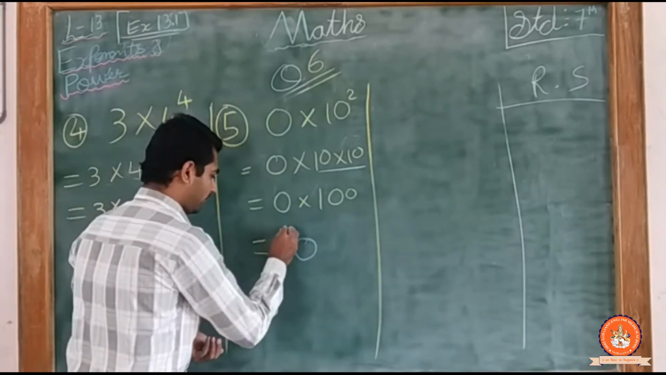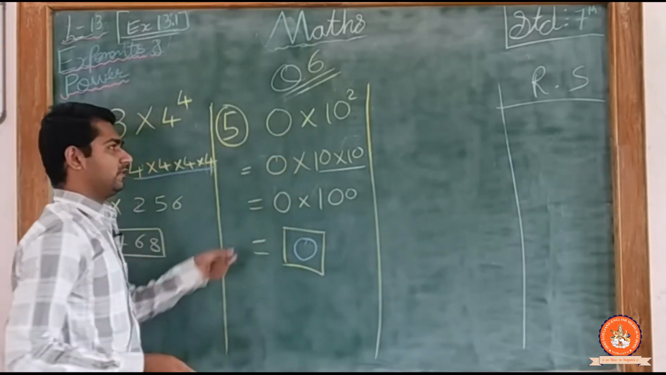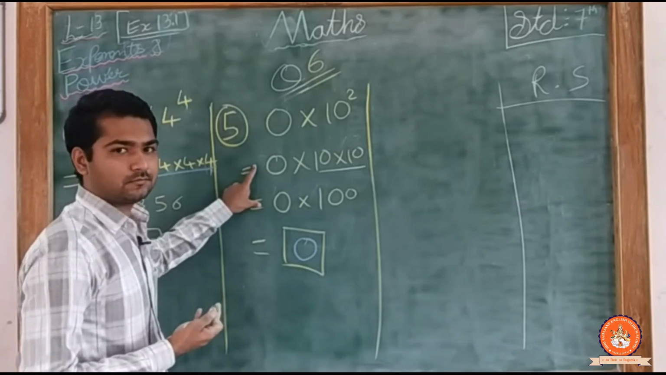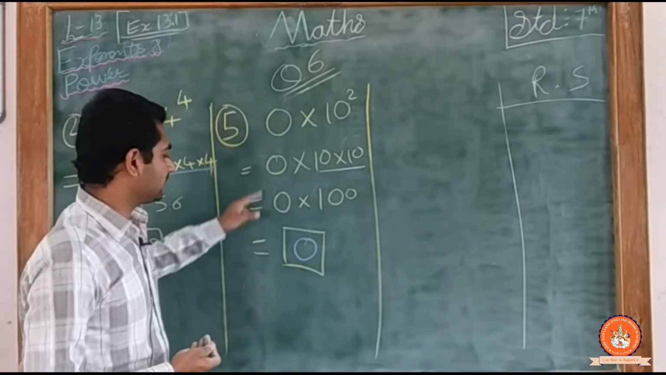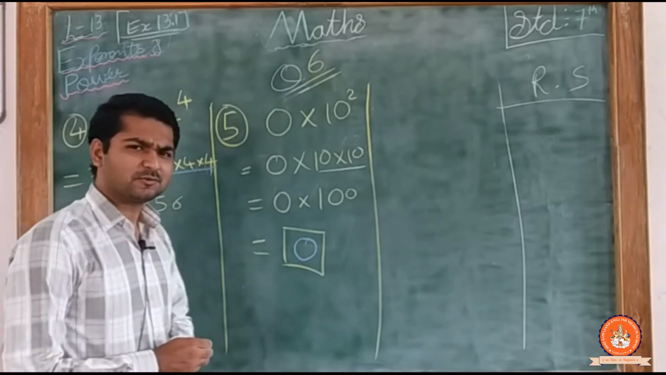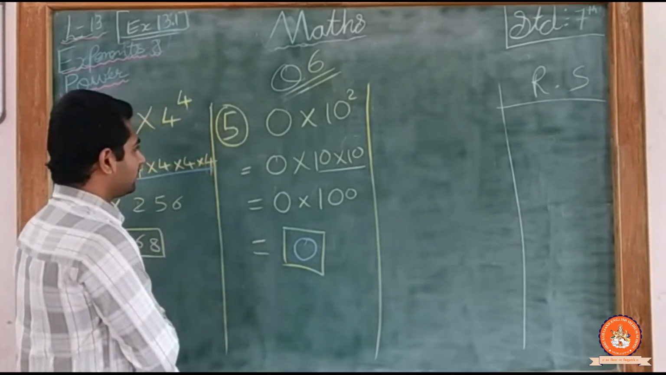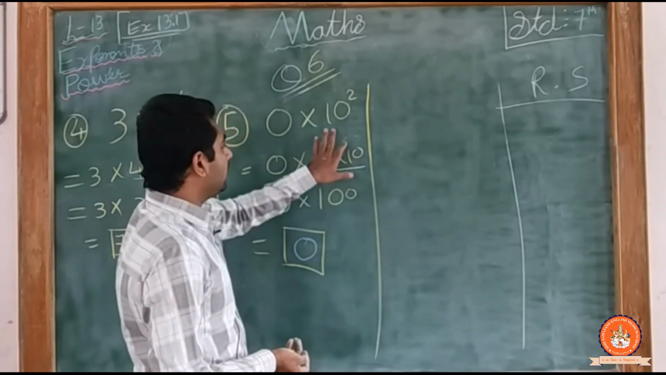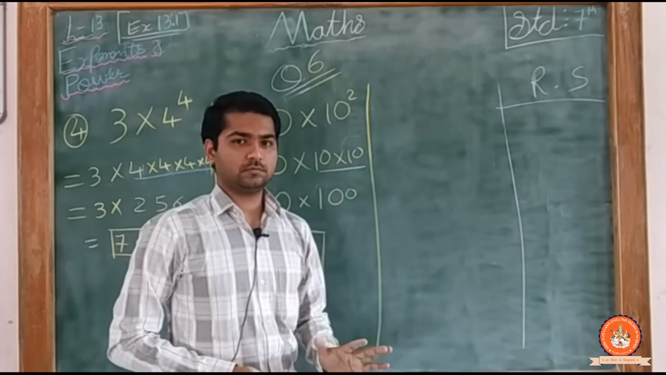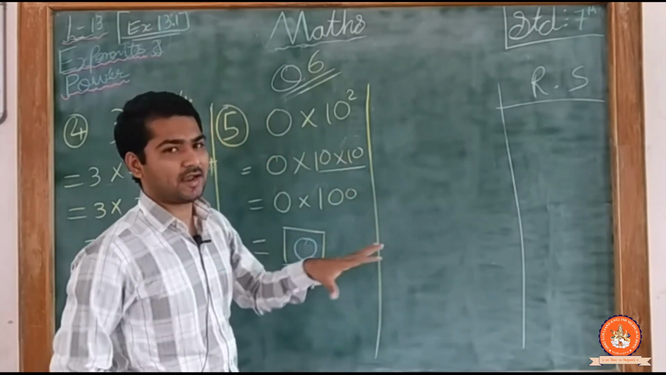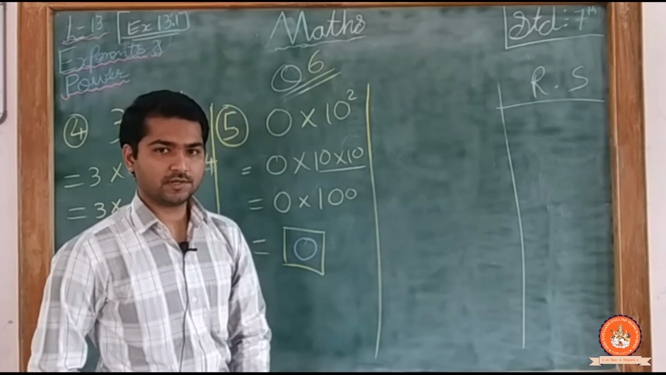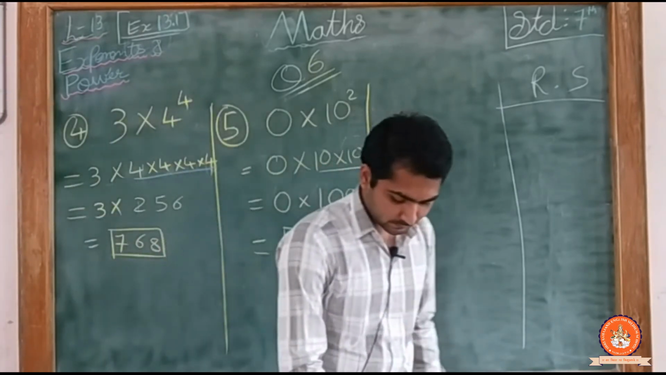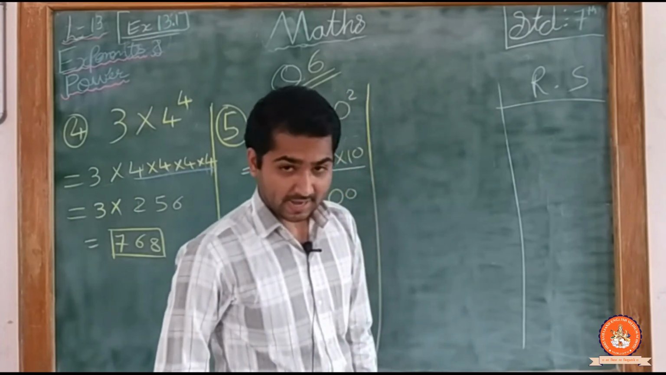Yes or no? So if they ask question in 2 marks, you have to do some steps, okay? Otherwise it will not be so good. So anything which is multiply with 0, whatever, if there is exponential form also, if anything is multiply with 0, your answer will be 0. Clear? Now moving on, question 6, that is 5 raised to 2 and 3 raised to 3.